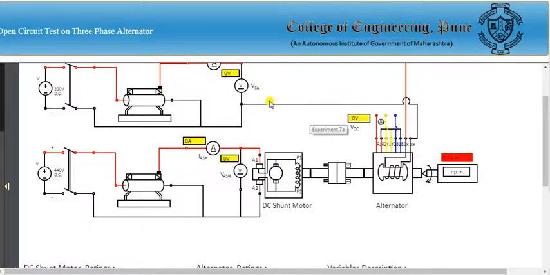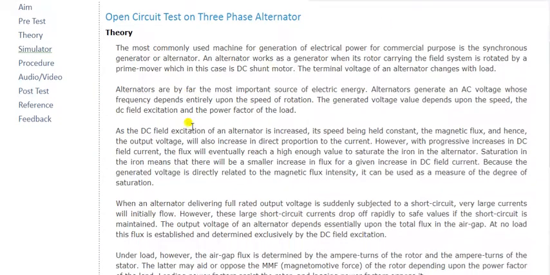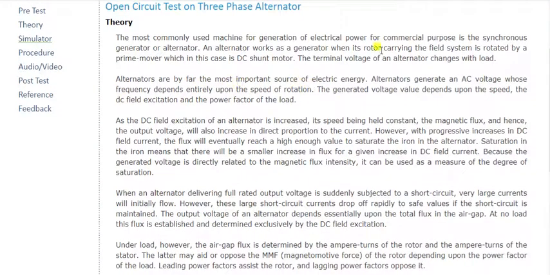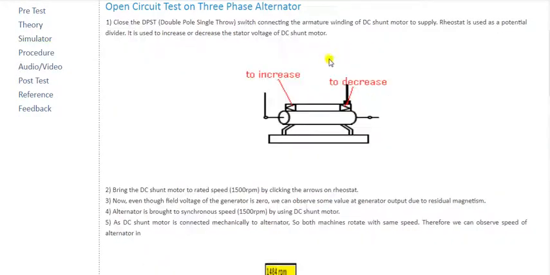First of all, see the theory. Alternators are by far the most important source of electric energy. Alternators generate AC voltage. As the DC field excitation of the alternator is increased, with speed held constant, meaning it runs at 1500 rpm, the magnetic flux, and hence the output voltage, will also increase in direct proportion to the current. Now we see the procedure, how we perform the open circuit test.